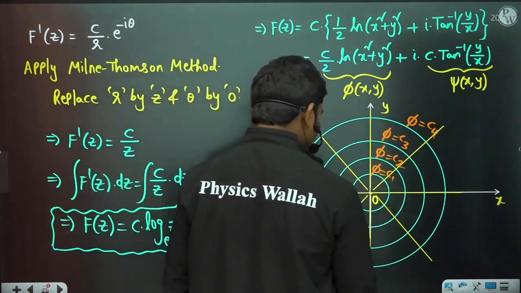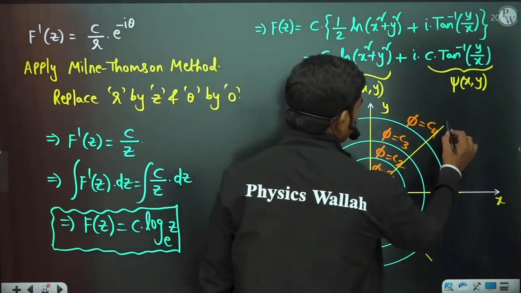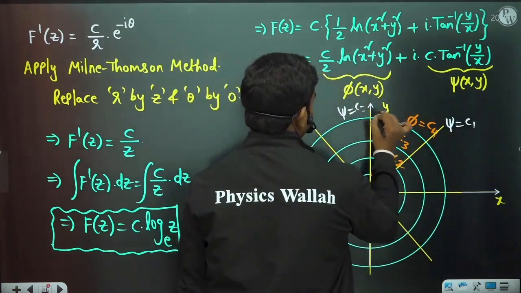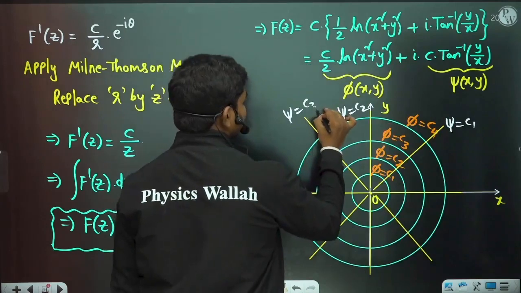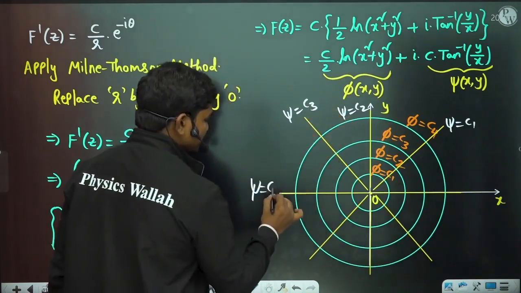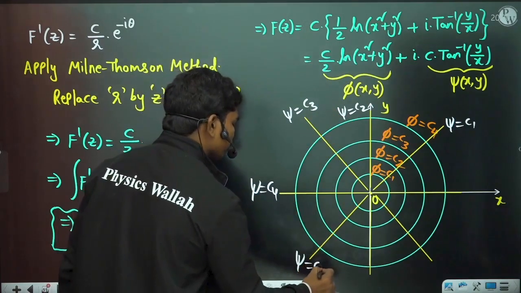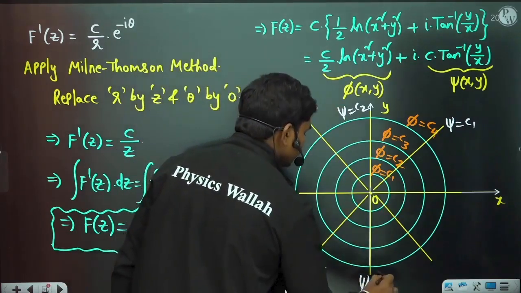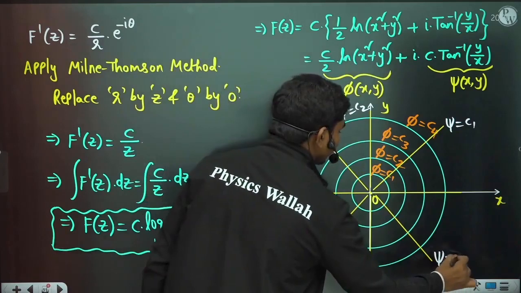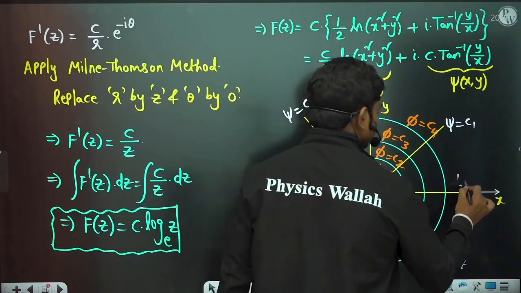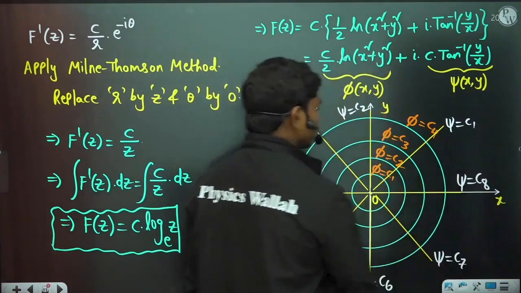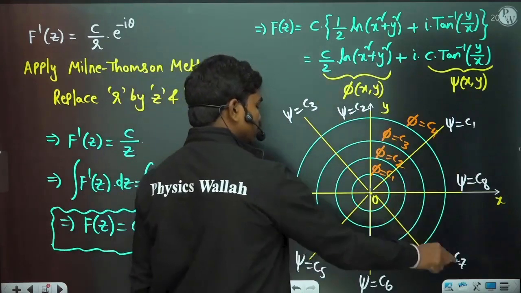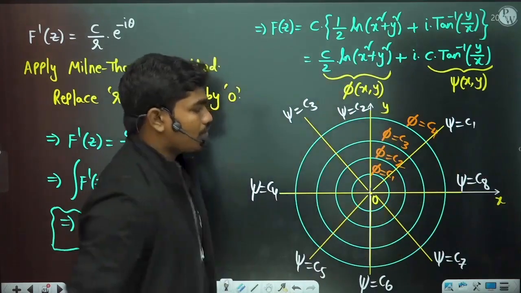So this is psi equal to c1, psi equal to c2, psi equal to c3. So these are the streamlines actually. C4, C5, you can have a lot of them. If you want you can draw some more radial lines, but I'm just restricting this. So psi equal to C7, psi equal to C8. Similarly you can have lots of streamlines actually. You can draw one more streamline, all this radially if you want. You can draw a large number of streamlines actually.